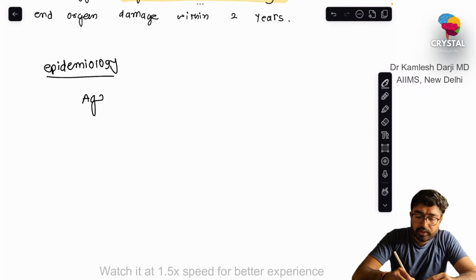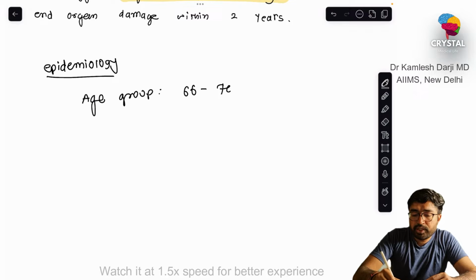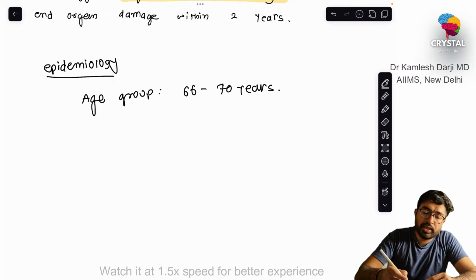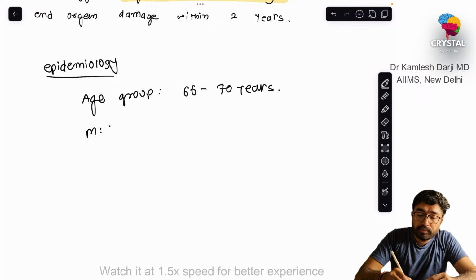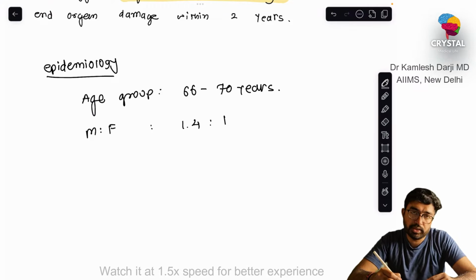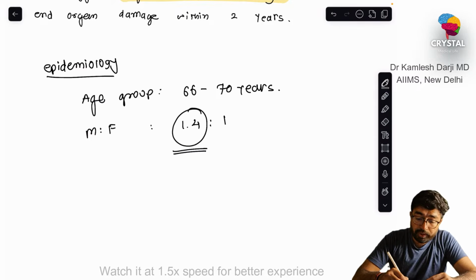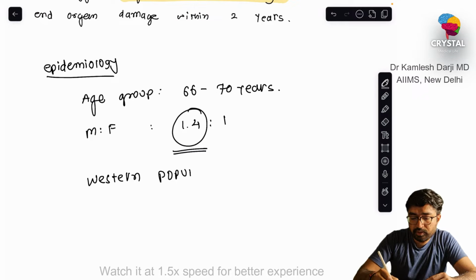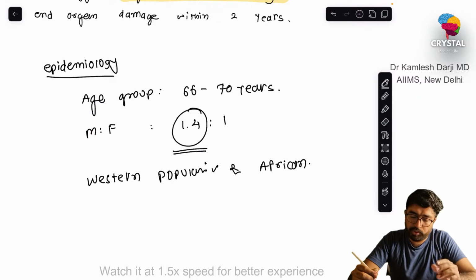The age group is 66 to 70 years old. Slightly more common in the male population, the ratio is 1.4 to 1. More common in the Western population and African population. Low in the Asian population.